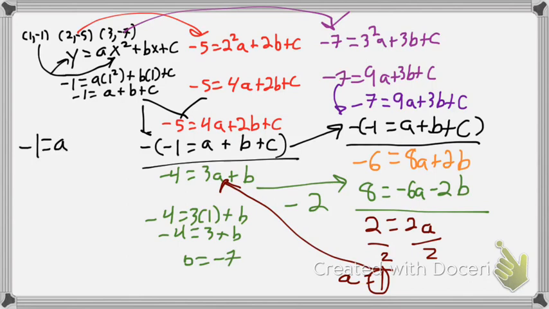I'm going to plug them both into this equation right here. That was my first one. -1 equals a plus b plus c.